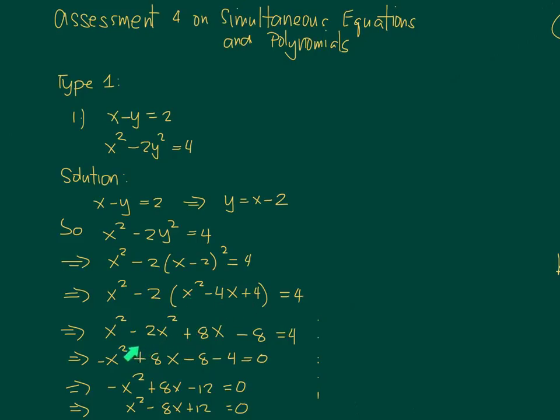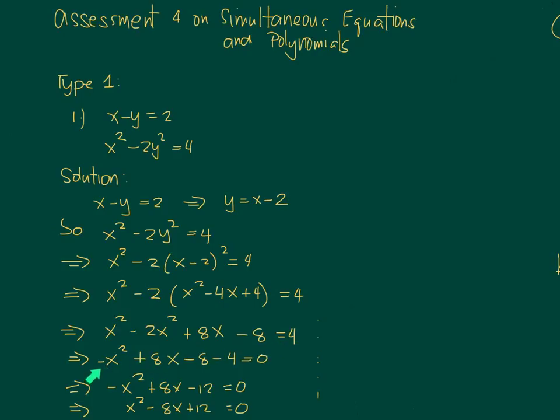Then you continue simplifying it. So this will become x squared minus 2x squared plus 8x minus 8 equals 4. So just make sure that when you distribute the minus 2 to x squared minus 4x plus 4, the signs are correct. So x squared and negative 2 becomes negative 2x squared. Negative 4x is now positive 8x, and 4 is now minus 8, equals, then you have the other side equals 4.